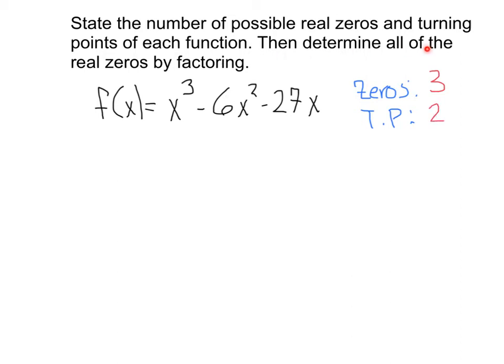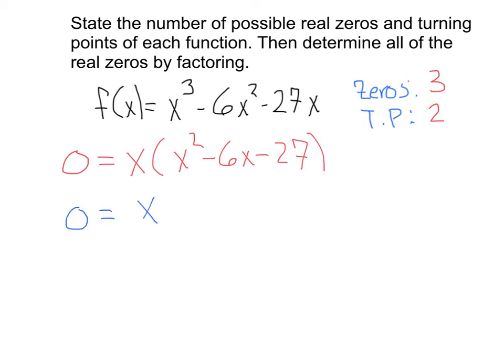Okay, next, to determine all the real zeros, we need to go ahead and factor and set this equal to 0. So I'm going to go ahead and set this equal to 0 here. Looking at my function, I see that they all have an x in common. So I'm going to factor out an x. That's going to leave me with x squared minus 6x minus 27. I can factor further. This is going to go ahead and give me 0 equals x minus 9, and x plus 3.